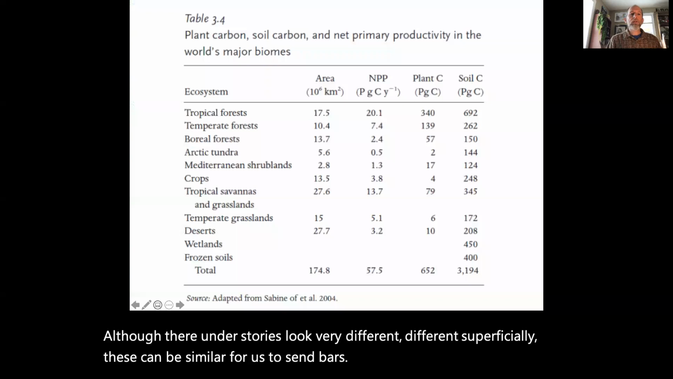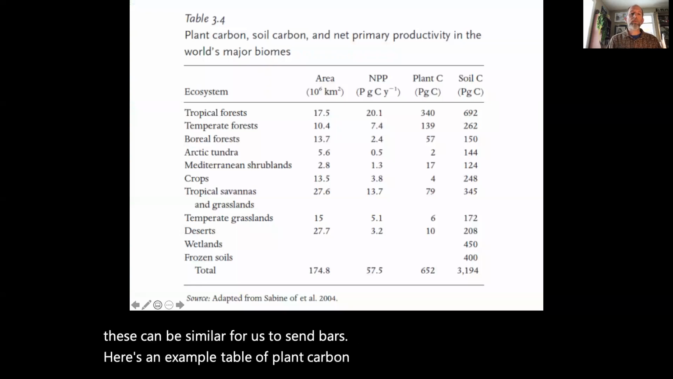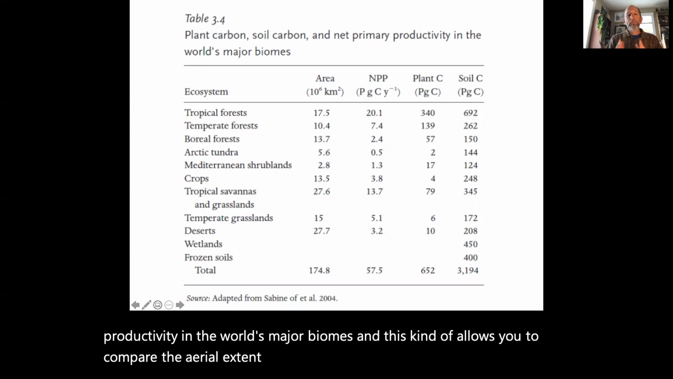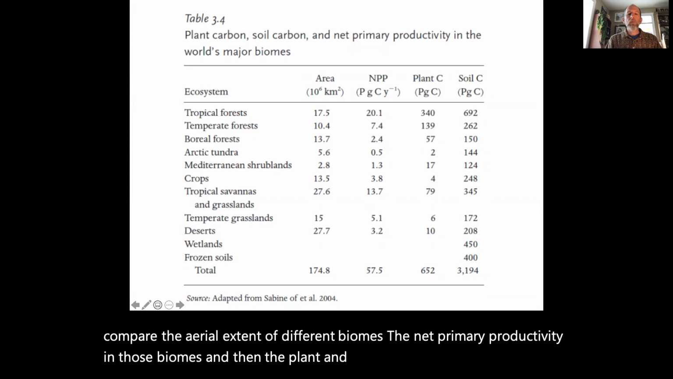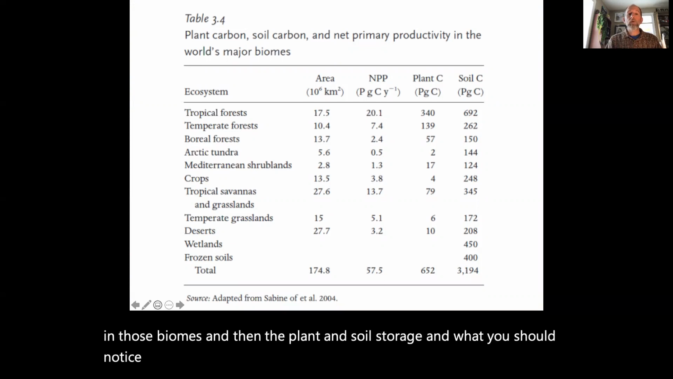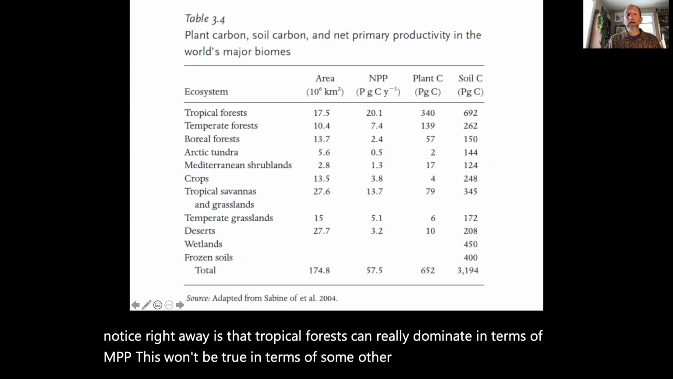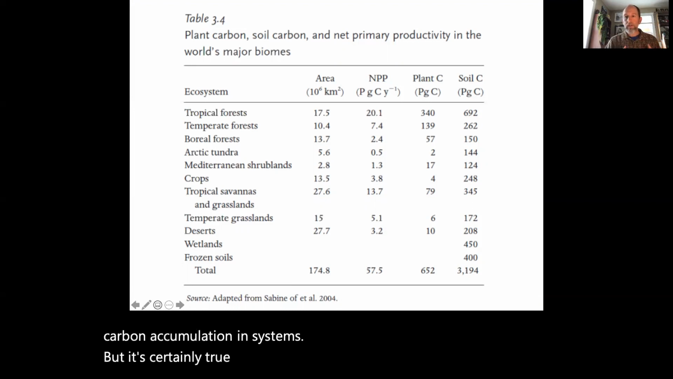Here's an example table of plant carbon, soil carbon, and net primary productivity in the world's major biomes. And this kind of allows you to compare the areal extent of different biomes, the net primary productivity in those biomes, and then the plant and soil storage. And what you should notice right away is that tropical forests can really dominate in terms of NPP. This won't be true in terms of some other, like NEP, estimates of net carbon accumulation in systems, but it's certainly true in terms of the total amount of carbon that is fixed into usable biomass.